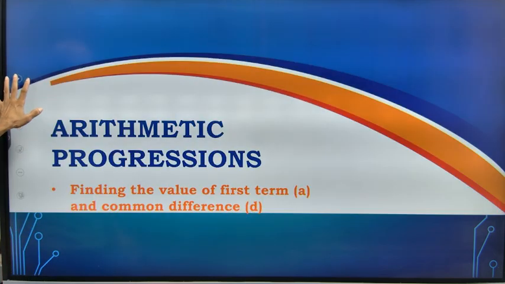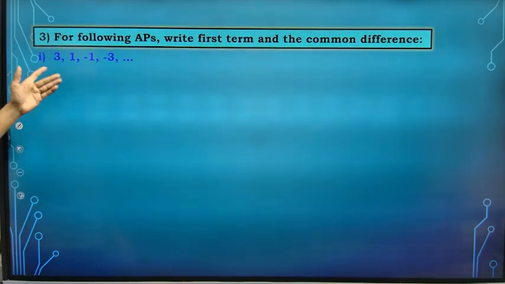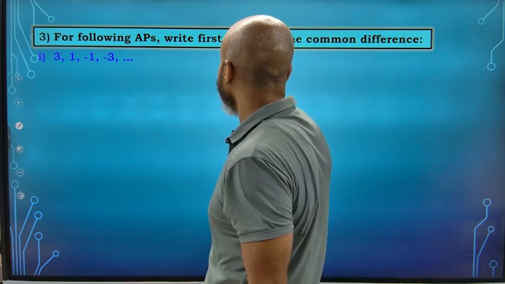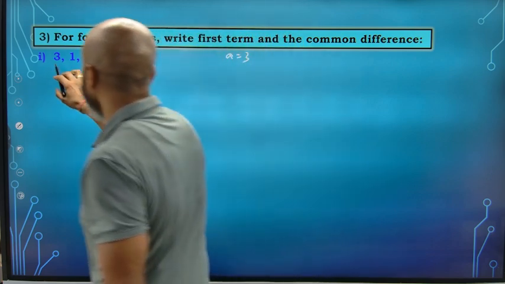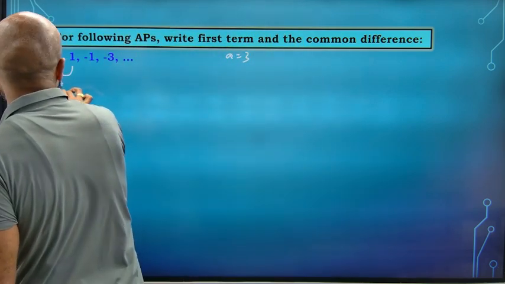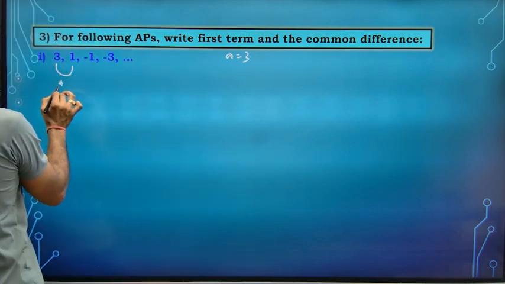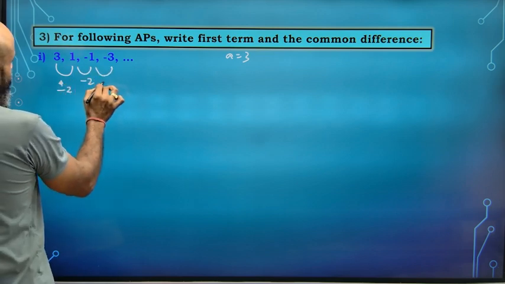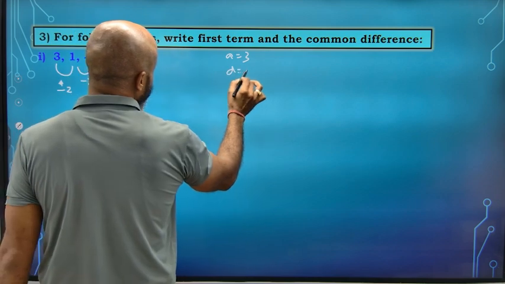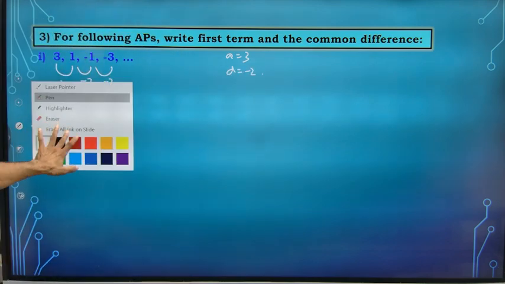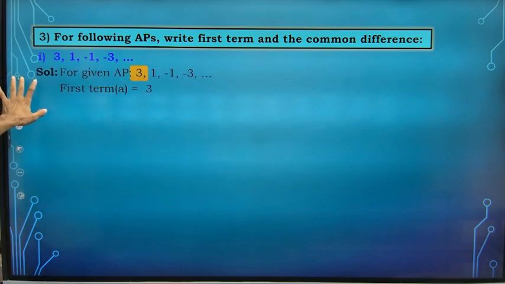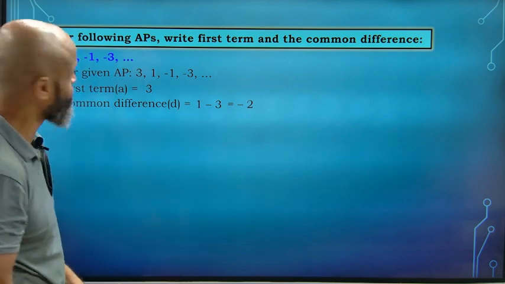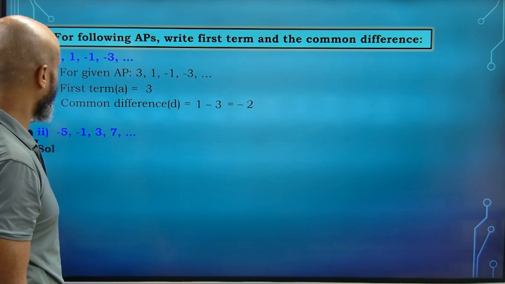Okay. All right. For the following, write the first term and the common difference. A very easy question, very evident question. The first term here is obviously 3. What is the common difference? 3 minus 2. Here 1 minus 2 is minus 1, minus 2. So here the common difference is minus 2. Let's look at this. For the first term, A is 3. To calculate common difference, subtract the consecutive terms. 1 minus 3, that is going to give you minus 2.